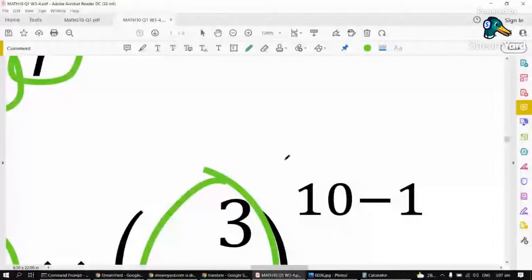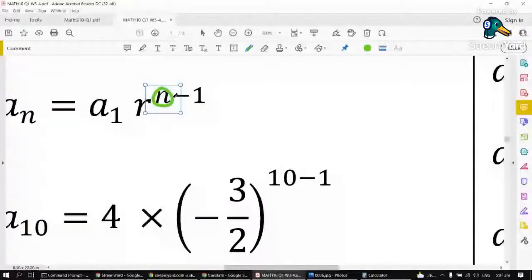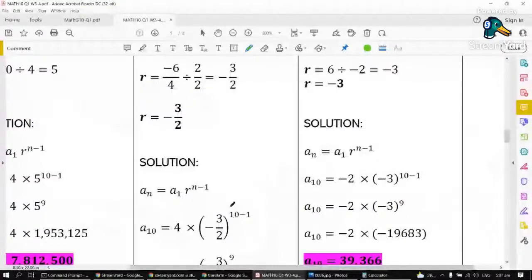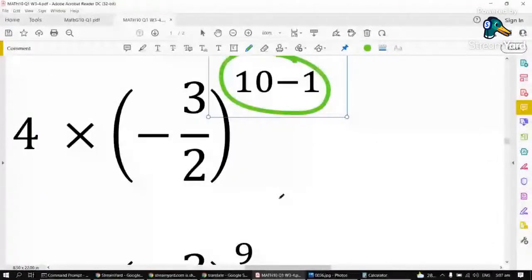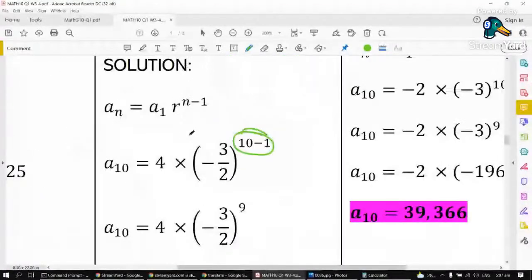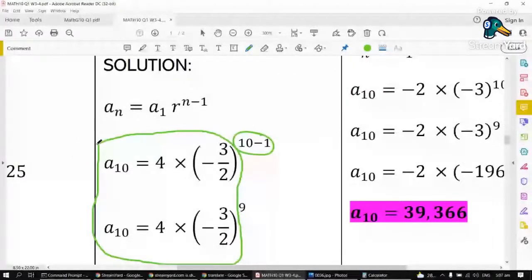And then 'tong n na 'to ay papalitan natin ng 10 kasi 10 terms. So, unahin natin 'to, 10 minus 1 magiging 9. Ito lahat intact, walang pinagbago. Ito lang ang nagbago. 10 minus 1 is 9.